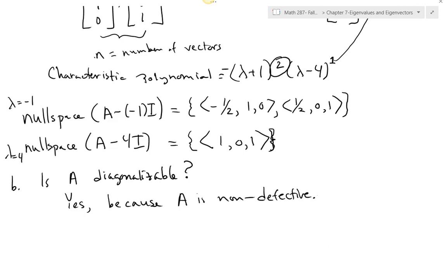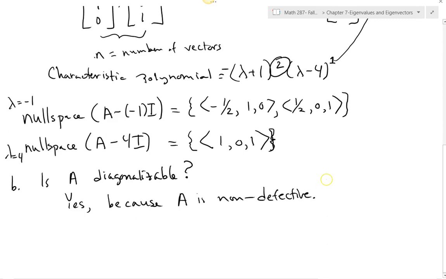So, how do we know that A is non-defective? N equals M, but we got N equals M for all of our lambdas, right? But is there a simpler way to think about that, Hunter? Okay. How about you, Luis? How do you think about it being non-defective?